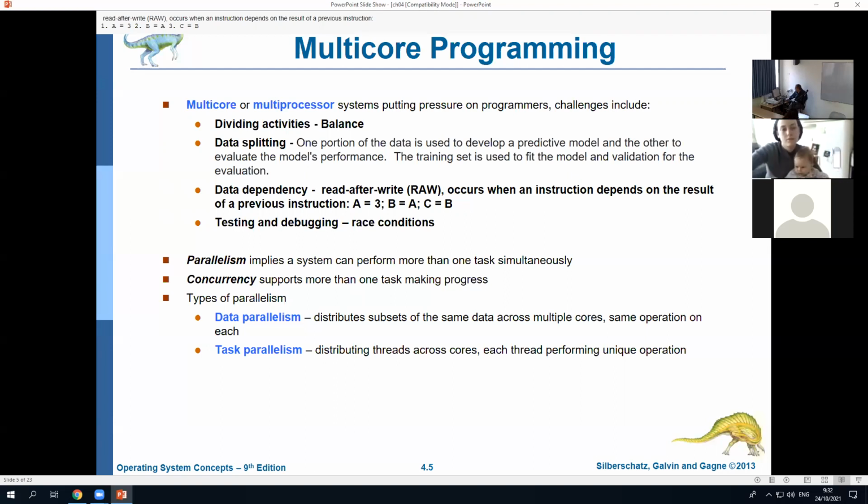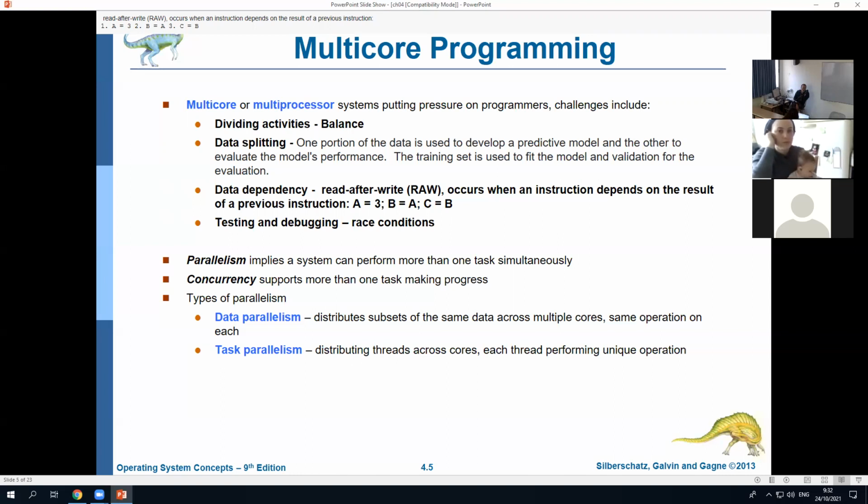Data splitting. One portion of the data is used to develop a predictive model, and the other to evaluate the model's performance. The training set is used to fit the model and the validation set for the evaluation. So, yeah, I think I added this to the slide. Data splitting, what is that? Let's say you want to predict the weather. You want to come up with a model to predict the weather.